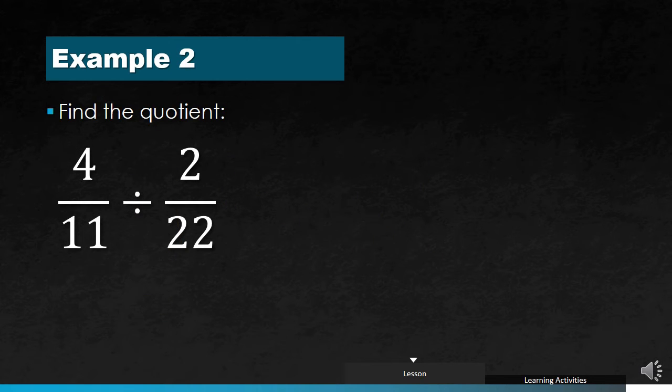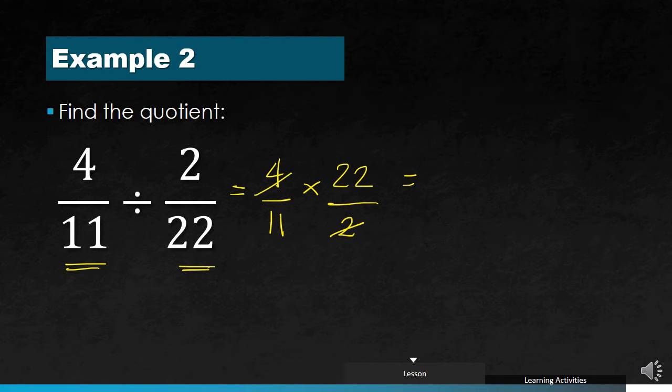In example number 2, we have 4 over 11 divided by 2 over 22. Again, we first multiply this fraction, 4 over 11, times the reciprocal of this fraction, so you have 22 over 2. We first simplify before we proceed with multiplication. The common factor of 4 and 2 is 2. So 2 divided by 2 is 1, and 4 divided by 2 is 2.